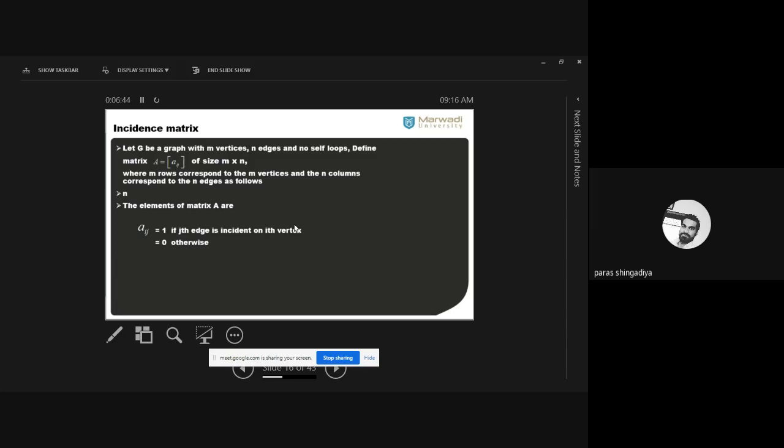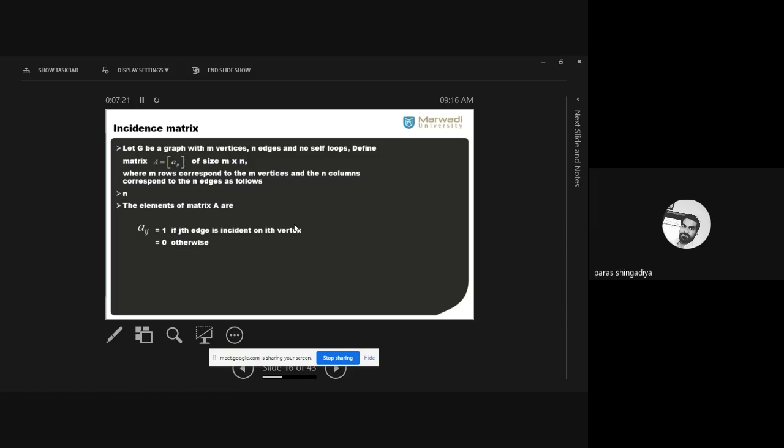So what will be the size? And the m rows correspond to the m vertices. Clear? The vertex count indicates the number of rows. If there are 5 vertices, then it indicates 5 rows in the matrix. If the graph has 6 vertices, then it indicates 6 rows. Clear? And the n columns correspond to the n edges. If the graph involves 7 edges, then it indicates 7 columns. If the graph has only 3 edges, then it indicates 3 columns in the matrix. So vertices indicate the rows and edges indicate the columns.